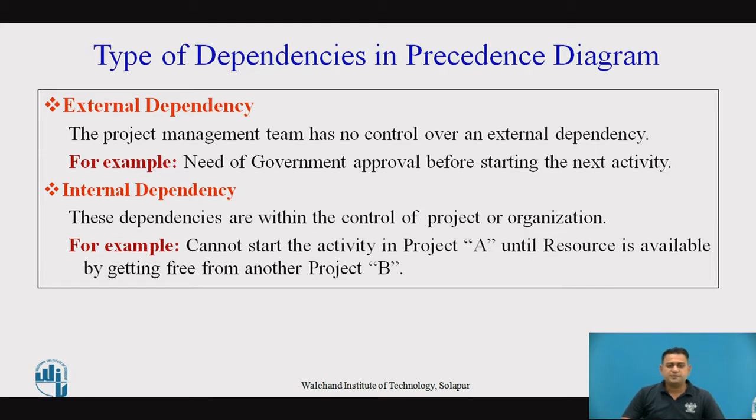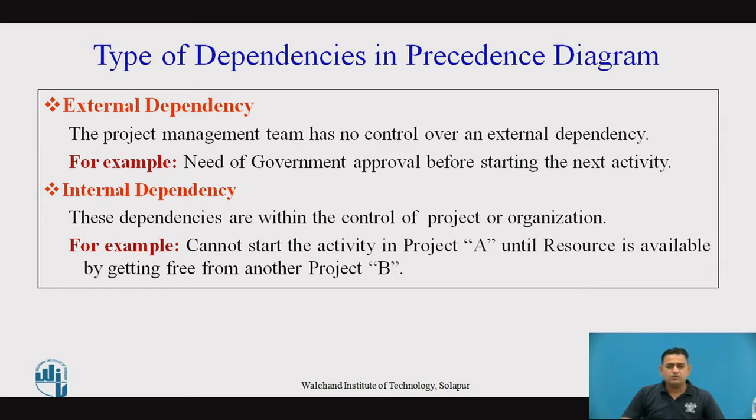Here the internal dependency is the dependency which depends on the project only, or you can say within the organization only. For example, there are two locations or two projects, A and B. The resource is moved toward project A, and the same resource is necessary in project B. In such a case, we have to take a decision. We have to make the resource free from project A and move it towards project B. Then only the activity can be started in project B. So this is about the internal dependency.